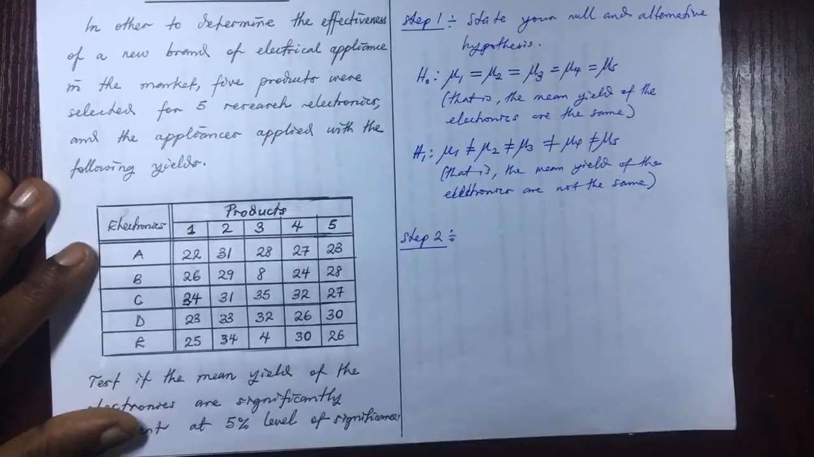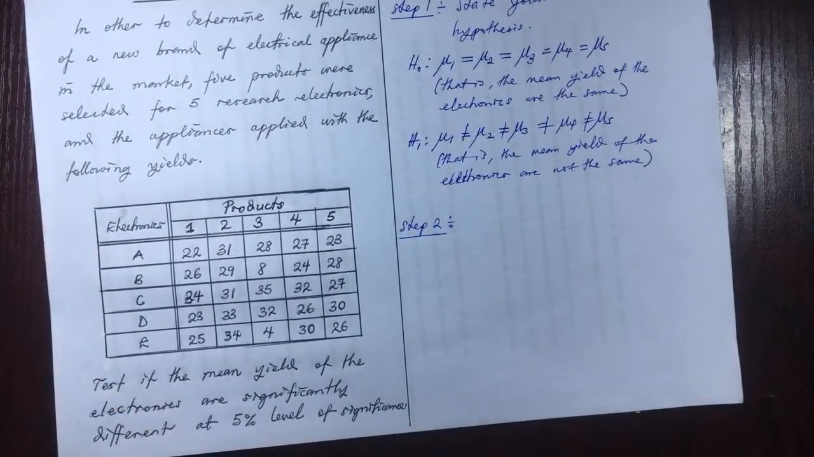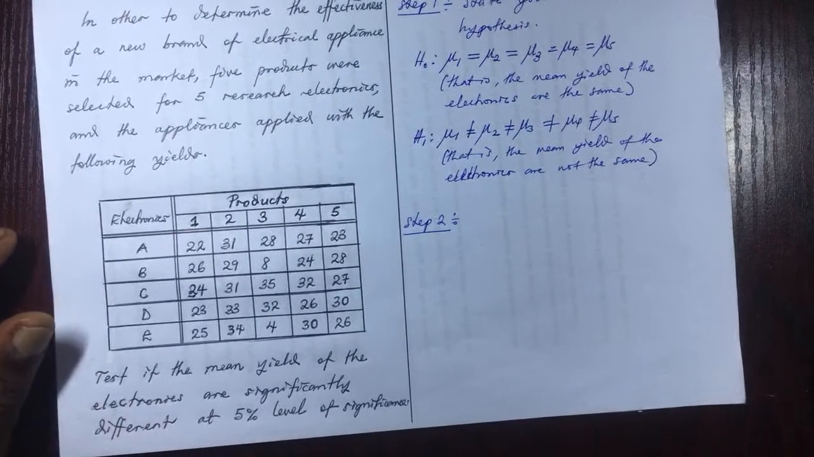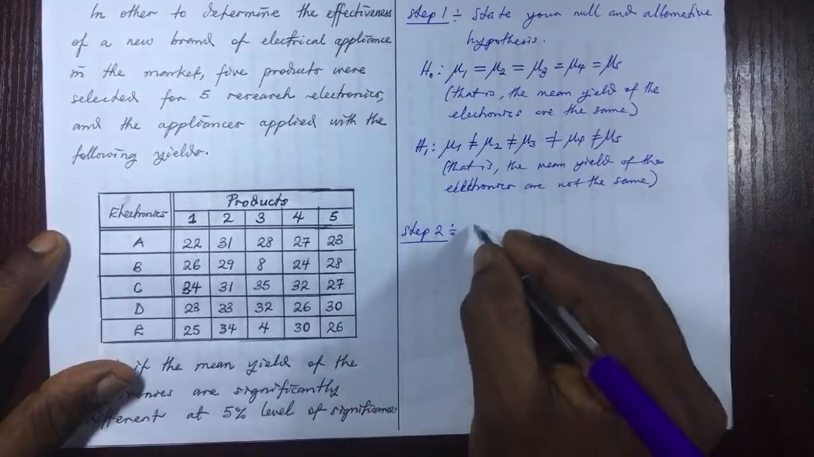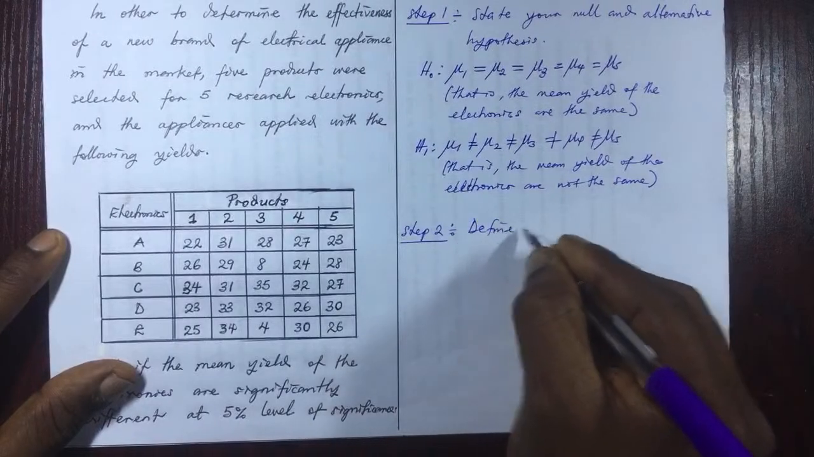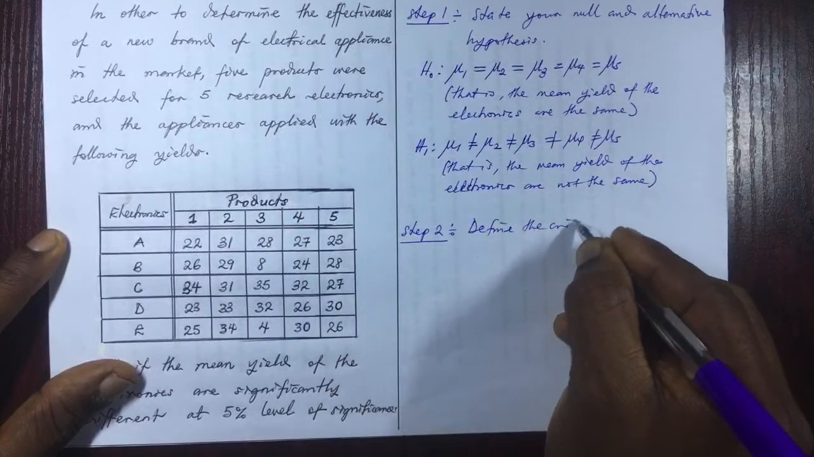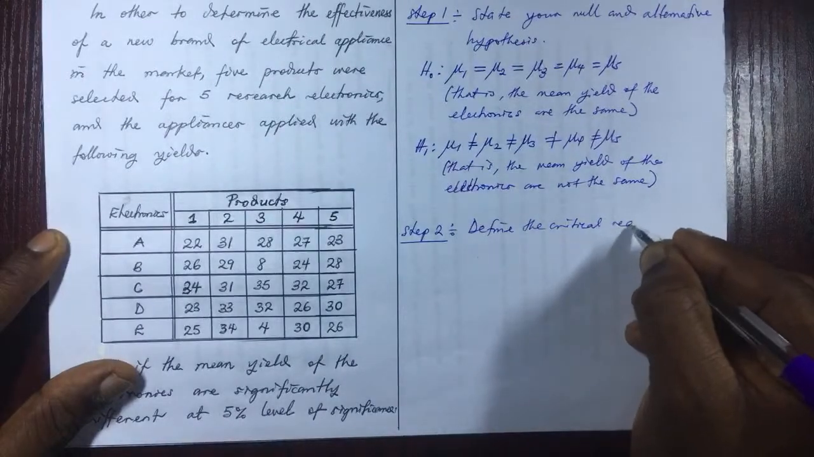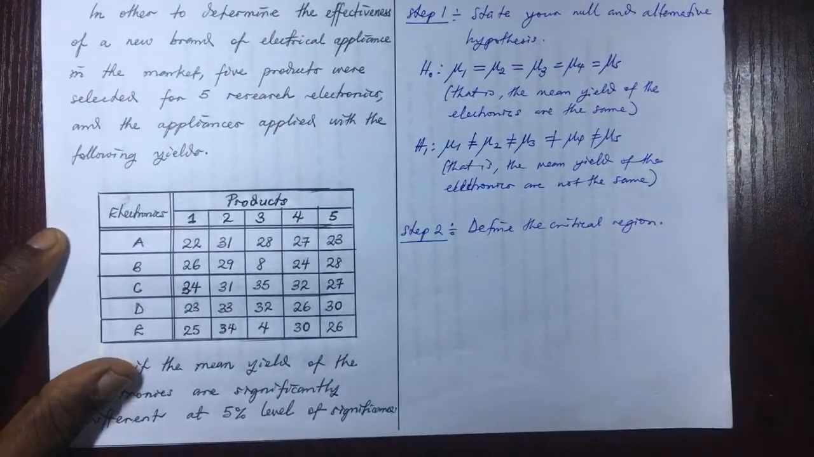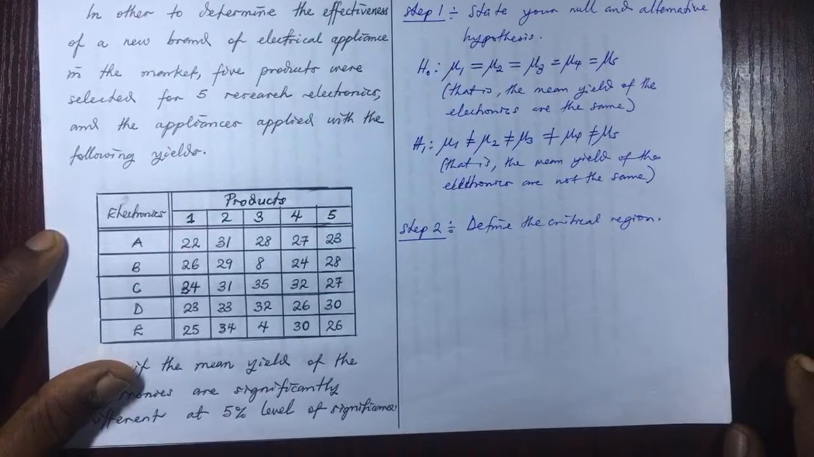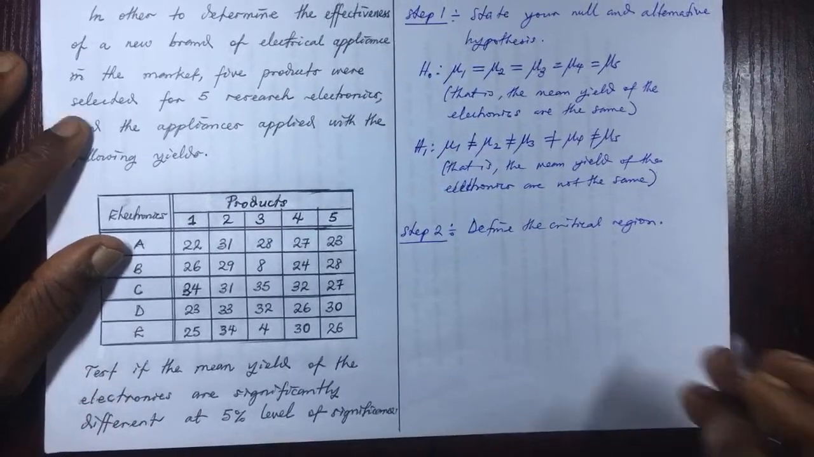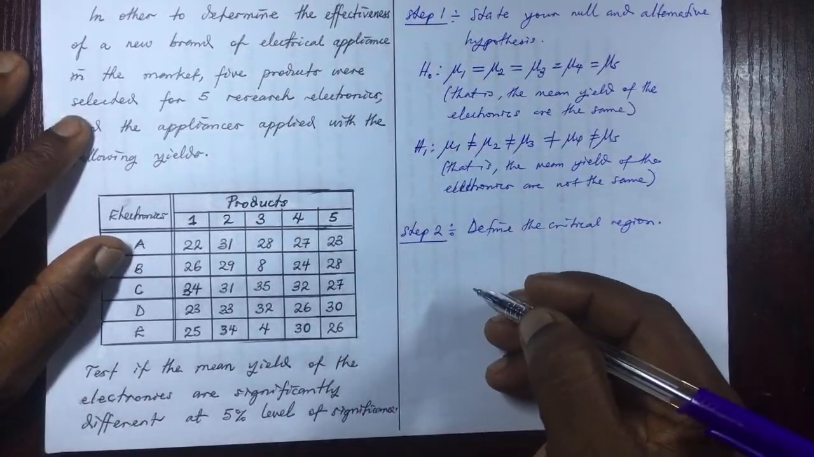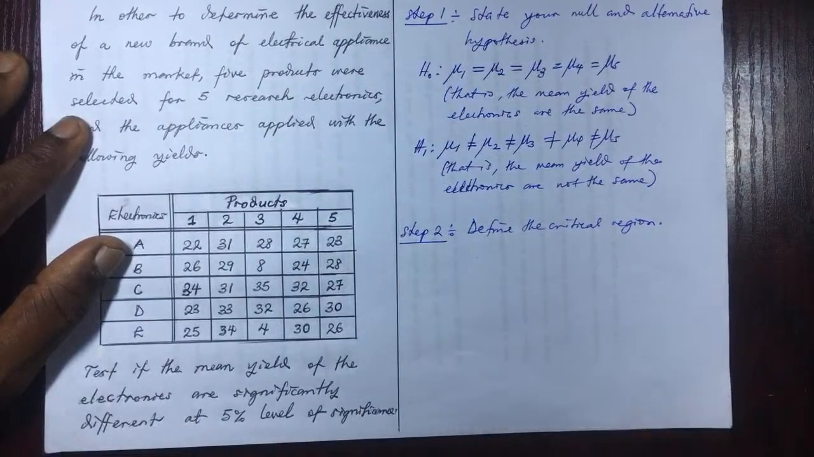In step 2, the next thing to do will be to define your critical region. So the next thing I'm going to do is step 2, define the critical region. Please take note that the critical region is otherwise known as the rejection region. It is the region in which the null hypothesis is rejected. So I'm going to say define the critical region.